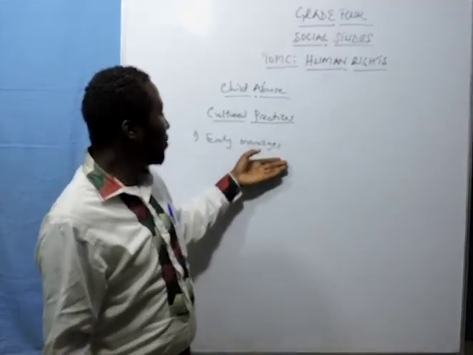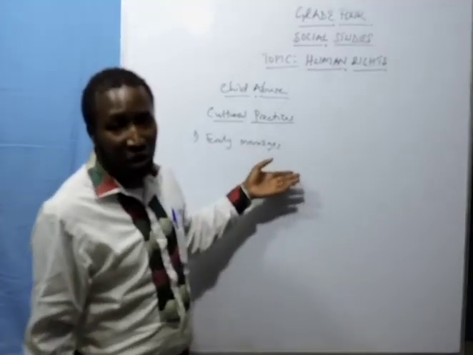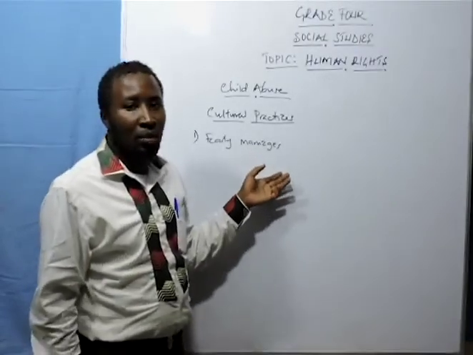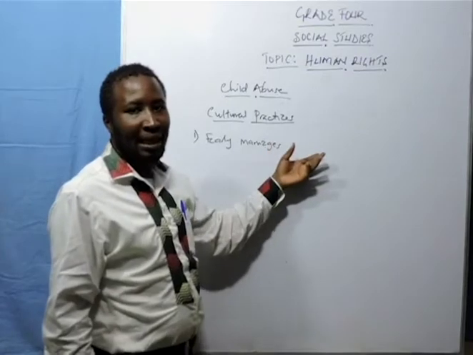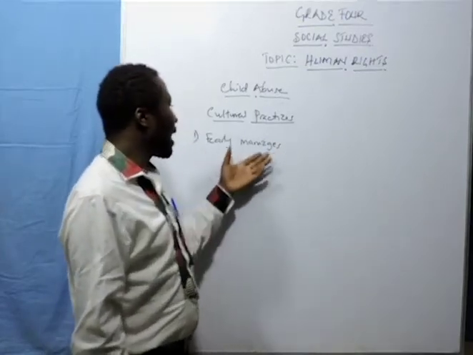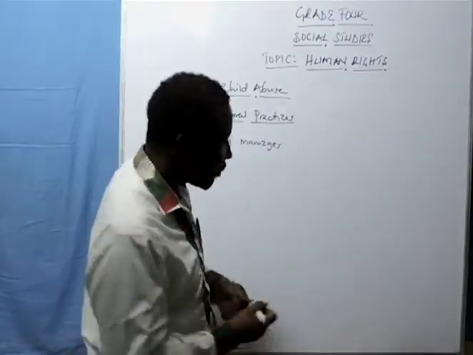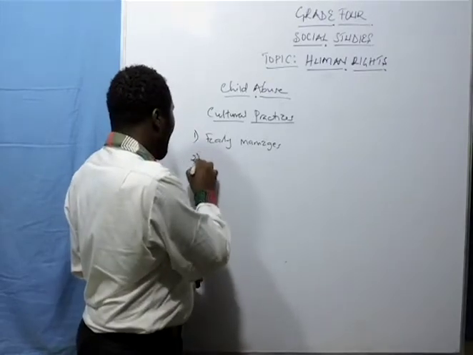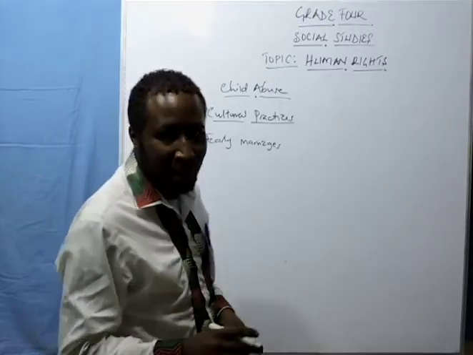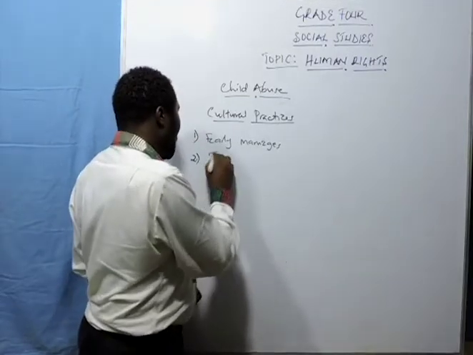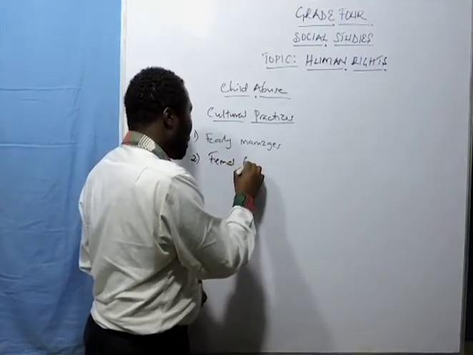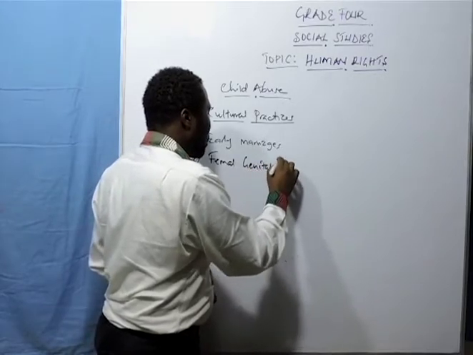Now, these kinds of marriages are not good, whereby these children would tend to be abused by the partner they have been engaged to. Now, these early marriages are not good. Number two, a cultural practice that should be discarded is what is known as FGM, which is the female genital mutilation.